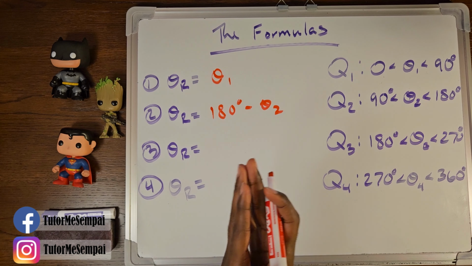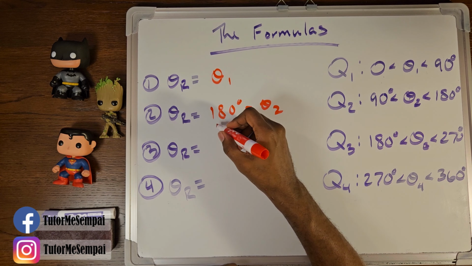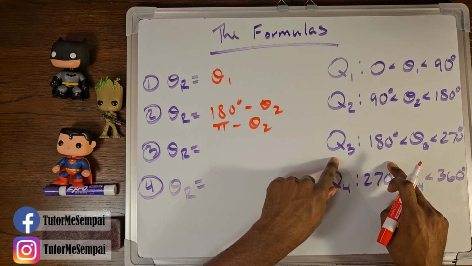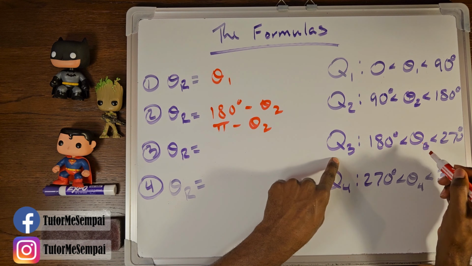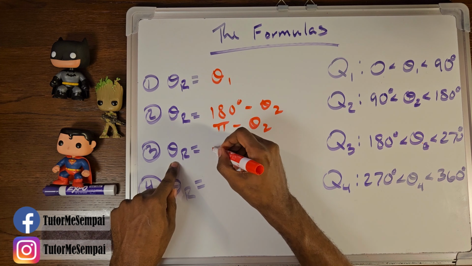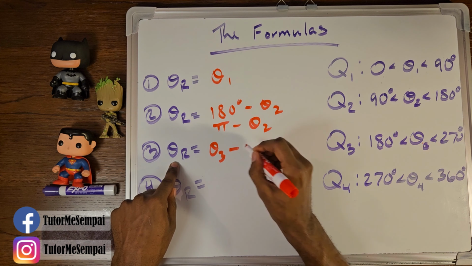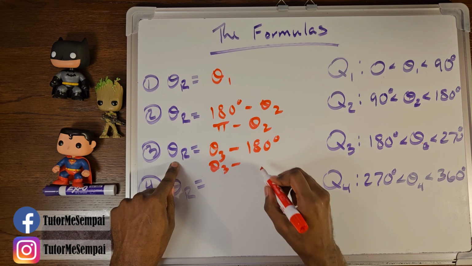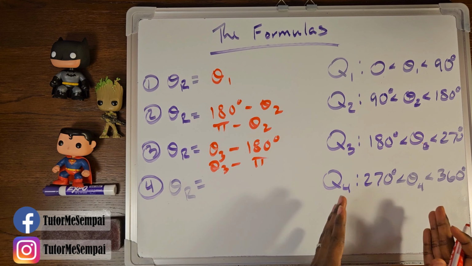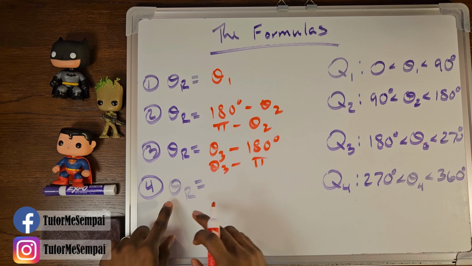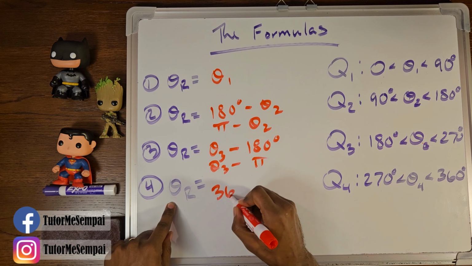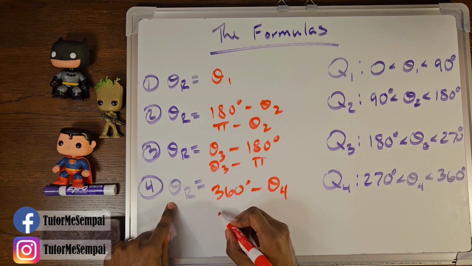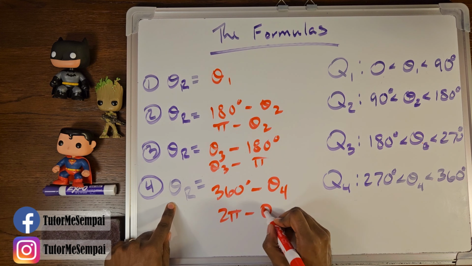Now this is also going to be true once again for radians. So if it was for radians, you would do pi minus theta 2. For quadrant 3, that means your reference angle is going to use theta 3. And the formula for that is going to be theta 3 minus 180 degrees, or theta 3 minus pi. And if you're looking at an angle in quadrant 4, that means your reference angle is going to be 360 degrees minus theta 4, or 2 pi minus theta 4.